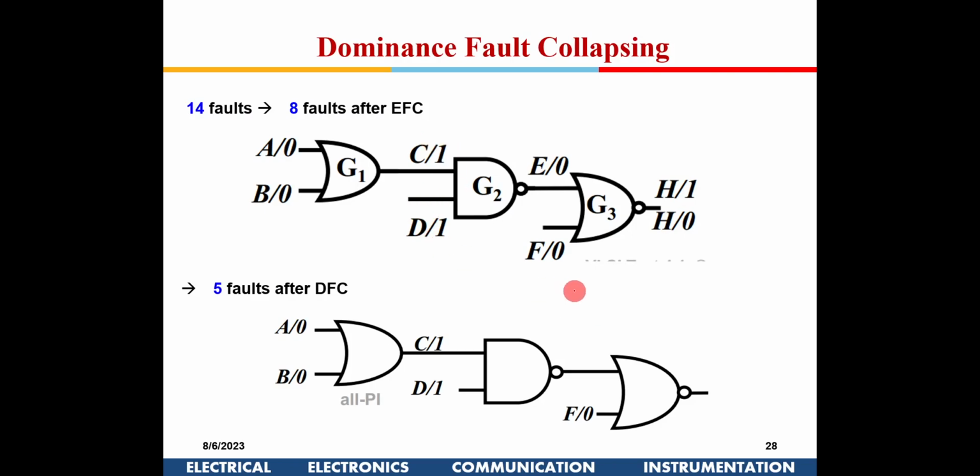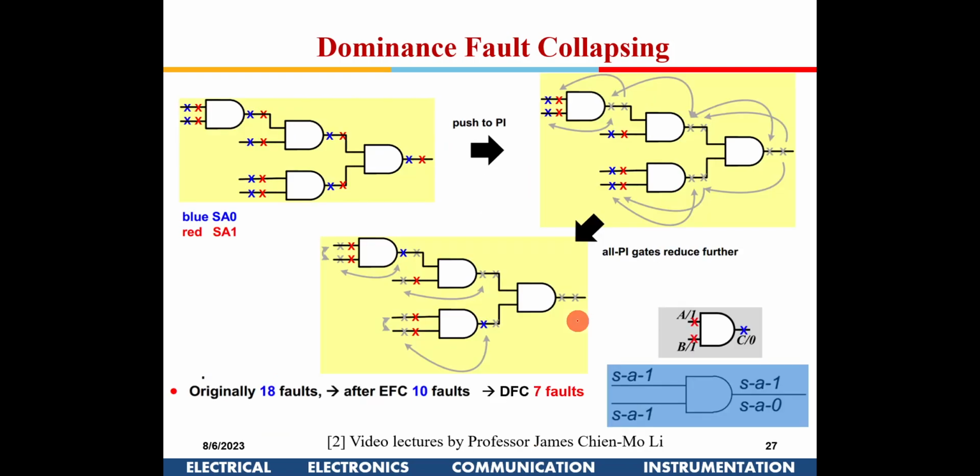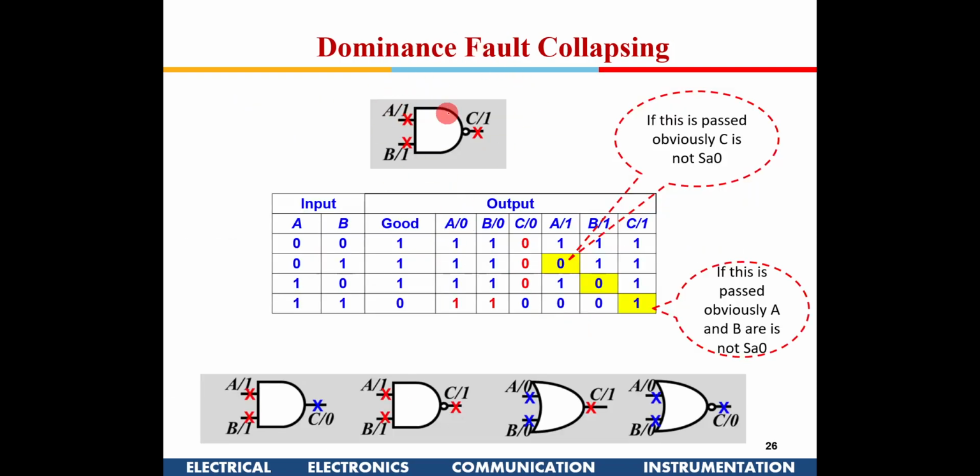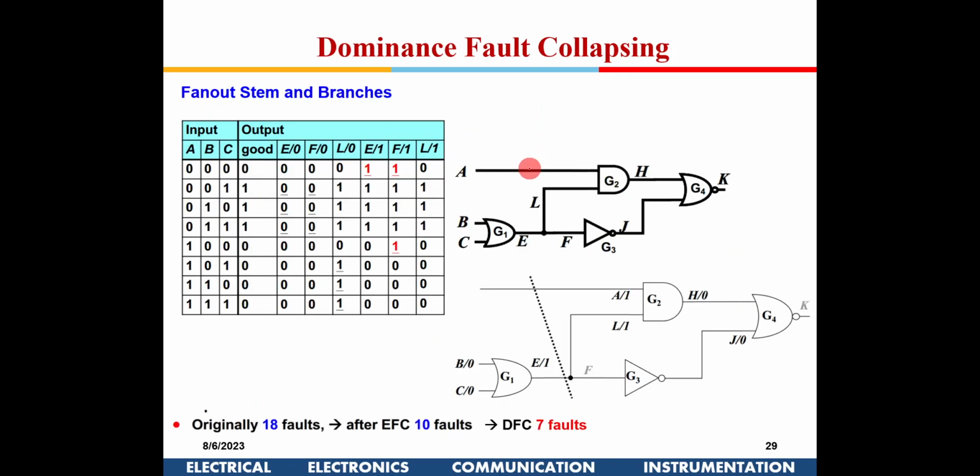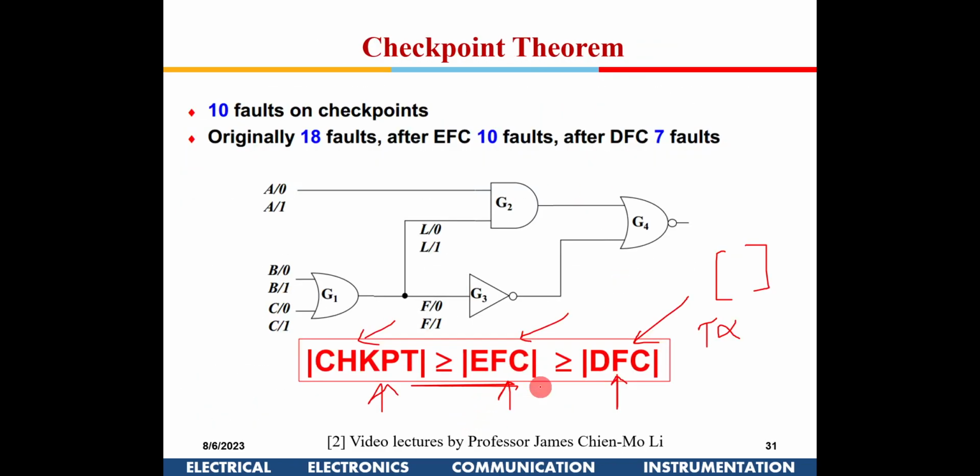But implementing it in a software algorithm is slightly complex, whereas an equivalence is nothing, right? So it is fairly easy to implement. That is the reason why generally we go for EFC rather than DFC. Checkpoint is the easiest one to implement.